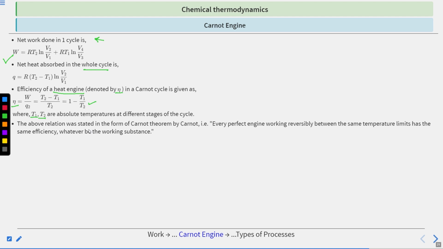The above relation was stated in the form of Carnot's theorem by Carnot, that is, every perfect engine working reversibly between the same temperature limits has the same efficiency, whatever be the working substance. This statement by Carnot concerns the working of a perfect engine and its efficiency, and it is known as Carnot's theorem.